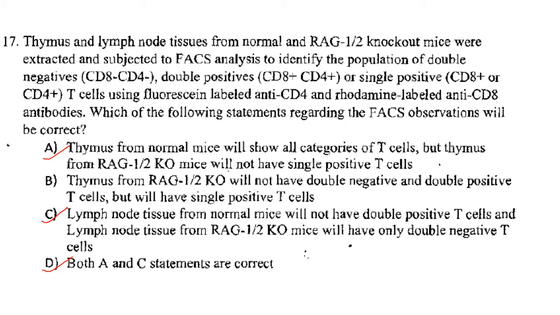They will have double negative T cells because they don't have the RAG1 and 2 proteins. So double positives will be eliminated from the population, and in case of double negatives, RAG1 and 2 proteins are not expressed. They are not necessary for CD8 and CD4 minus. So only the double negative T cells will be present in the lymph node tissue of RAG1 or 2 knockout mice. So answer is option C. So both A and C are correct. Okay. So answer is option D, that is both A and C statements are correct.